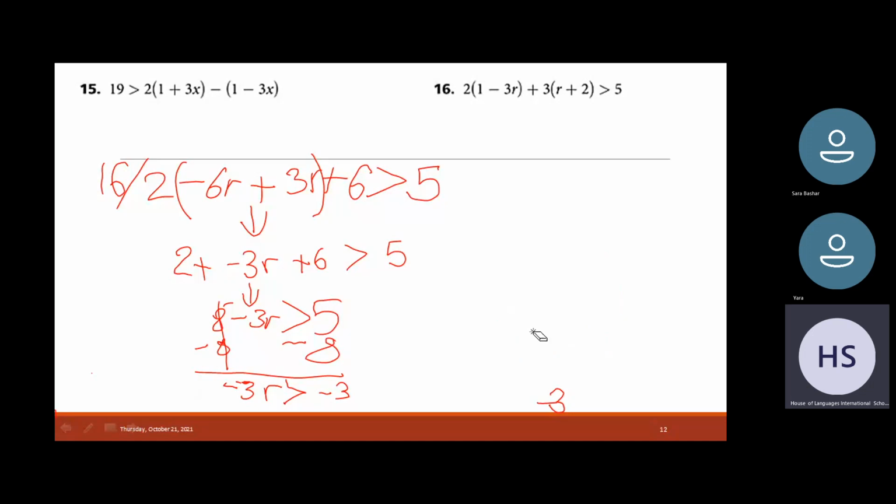How did you finish? You say negative 3r greater than negative 3. I want r only. 5, keep it as it is. Change subtraction to addition and write the opposite of 8, which is negative 8. Okay, adding different signs: subtract and keep the sign of the greater number. Now, r is multiplying by negative 3. Okay, divide by negative 3.